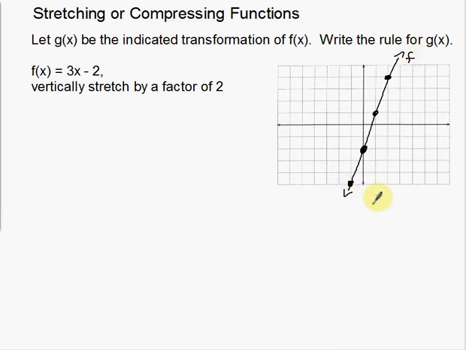f function. Okay, now what I'm going to do is vertically stretch by a factor of 2, which means I take now vertical stretch. Vertical means I'm going to change the y coordinates. So I'm going to take the y coordinates and multiply them times 2. And this causes a little bit of trouble here, and you'll see why in a second.